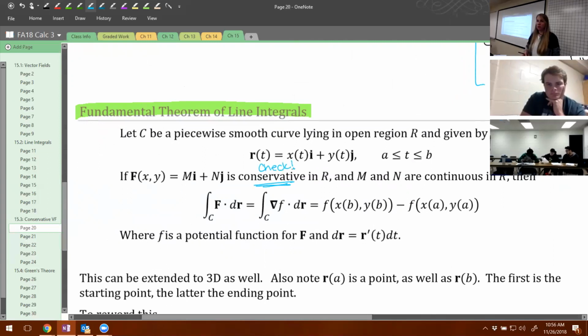But as long as it's conservative, then we say, okay, well, what's the potential function? Like it says here, where f is the potential function, we're going to evaluate that potential function at the end point, and then minus that potential function evaluated at the beginning point. That's it. It's a much simpler way to evaluate these.